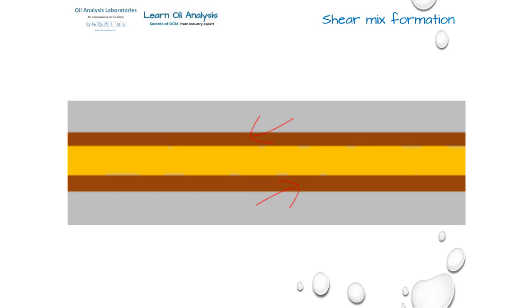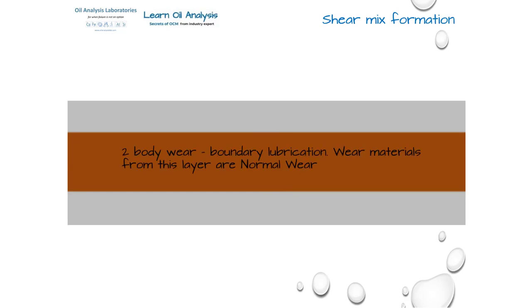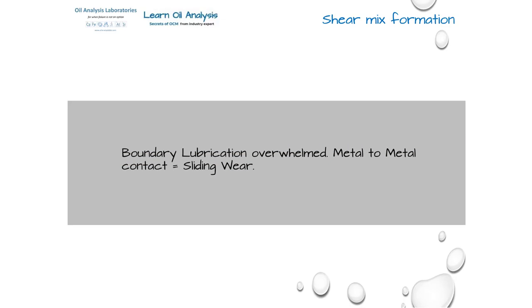This layer is the final layer of protection when the oil film is overwhelmed, called boundary lubrication. Material is constantly being removed from this layer and added to as part of normal wear of the machinery, which you will recall from section 1 of this video means the particles are all less than 15 microns. Should this boundary lubrication layer be overwhelmed, leading to significant metal-to-metal contact, then the end result is sliding wear.